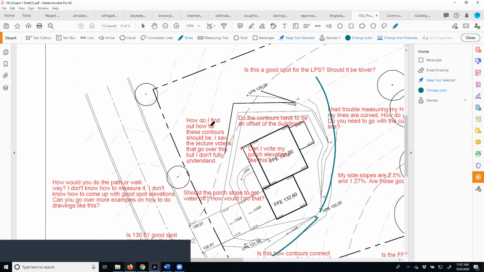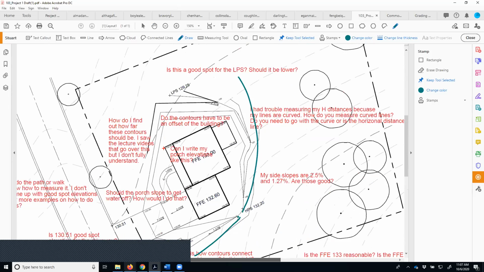How do I find out how far these contours should be? I saw the lecture video that goes through this, but I don't fully understand. I think we just went over that. Yeah, I think I'm good on that part too. Do the contours have to be an offset from the building? No.